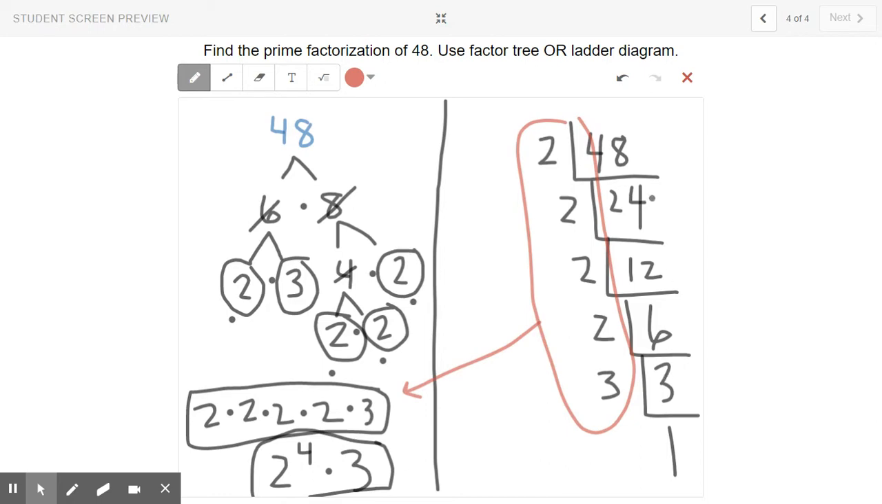Now, if you look on the right, 48, I could pull a 2 out. 48 divided by 2 is 24. 24 divided by 2 is 12. 12 divided by 2 is 6. 6 divided by 2 is 3. 3 divided by 3 is 1. And now we're done. And I could write these factors in numerical order, and it's the same thing. Feel free to try any of these again.